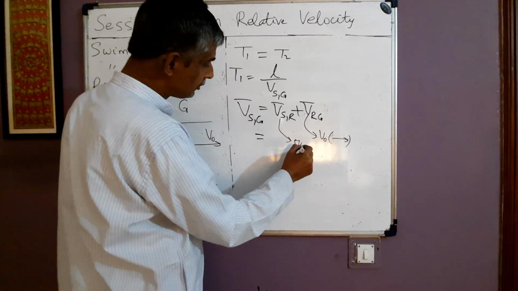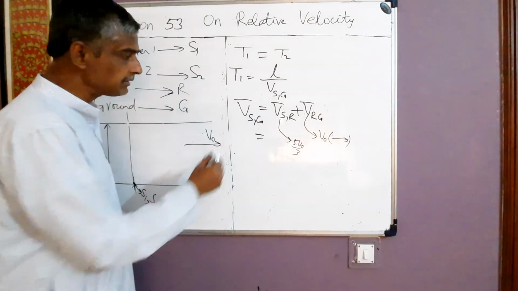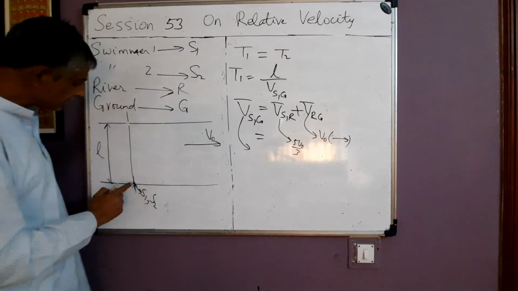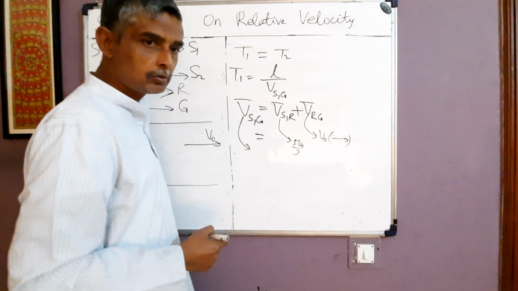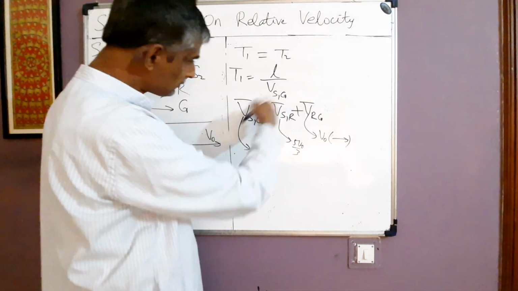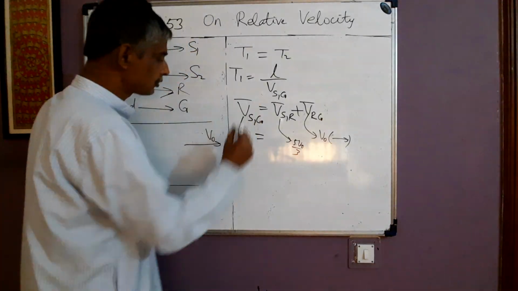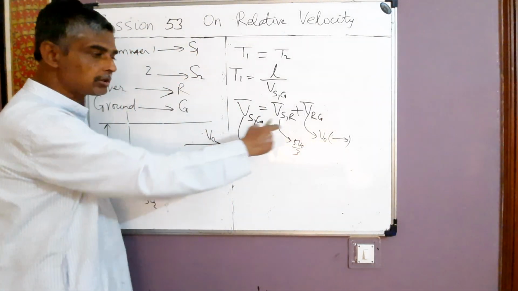Vs1r is 5 V0 by 3 given, but direction not specified. Vs1g, we know only the direction from this point to this point, direction known but magnitude not known. Therefore this part of the problem is a problem of case 3. So for finding Vs1g we draw the vector diagram.